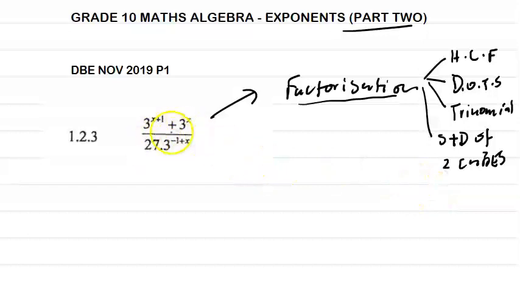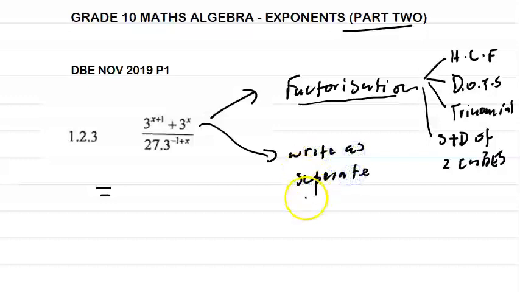Now, the reason that we require factorization in this example is you can see that you have this plus sign over here. See, 3 to the x plus 1 plus 3 to the x, which means that we have to now remove 3 to the x as a common factor there. But before you do that, step number 1, you always want to try and write as separate terms. Now, you use the law of exponents to actually do that.